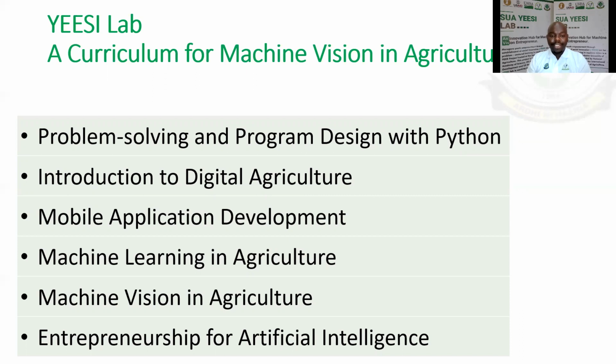And machine learning in agriculture, this is vital and fundamental because you get all the techniques and all the skills that you need for machine learning in agriculture. And machine vision in agriculture, we're talking about using cameras now to realize the information that you get from the plants and animals. And entrepreneurship for artificial intelligence.